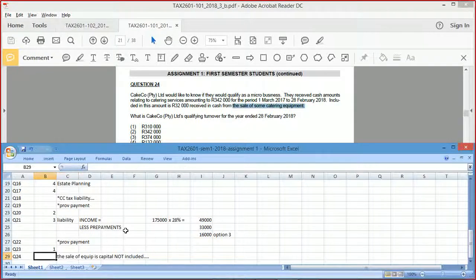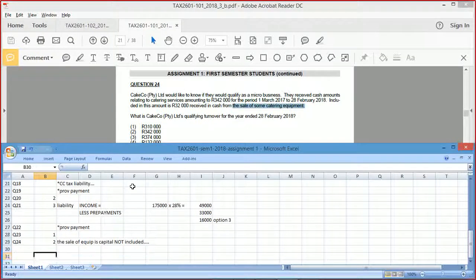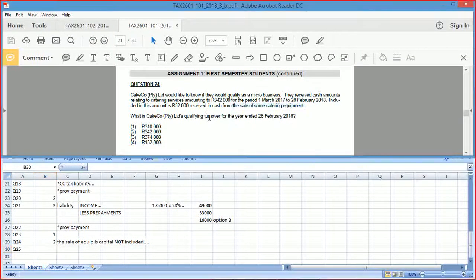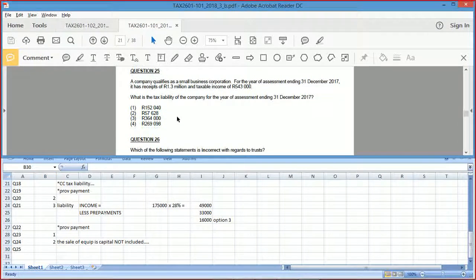So they would only include the 342,000. That was the only amount that we had here. Yeah, Cake would qualify as a micro business. They receive cash amounts, 342,000. That's it. Option 2. 24's answer is 2. 25's answer, let's check.